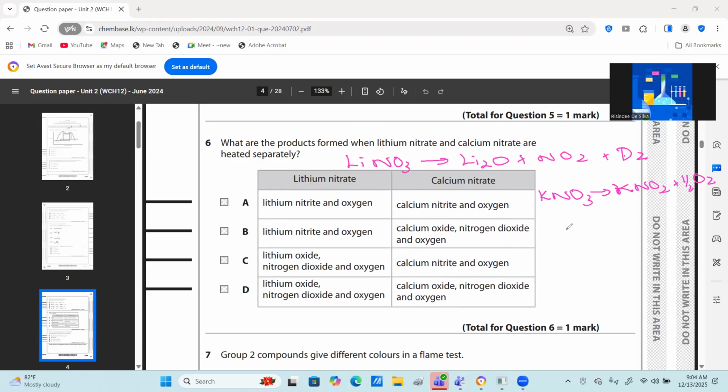So if you take any group 2 nitrate, they will also give calcium oxide, NO2 and O2 just like lithium. So even though lithium is a group 1 nitrate, it will behave as a group 2 nitrate because of the diagonal relationship between lithium and magnesium. So the correct answer is D.